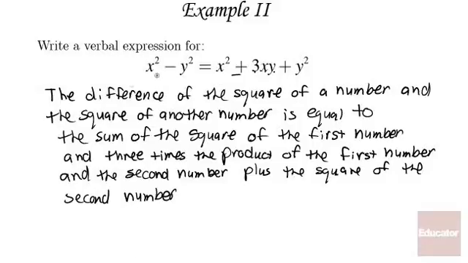The difference of the square of a number and the square of another number, I have that right here, is equal to, there's my equal sign, the sum of the square of the first number and 3 times the product of the first number and the second number plus the square of the second number. So pretty long, but we got everything covered clearly.